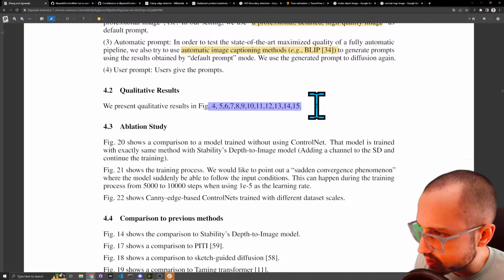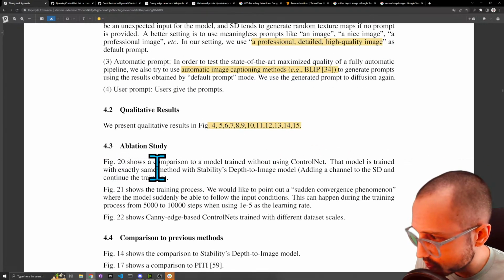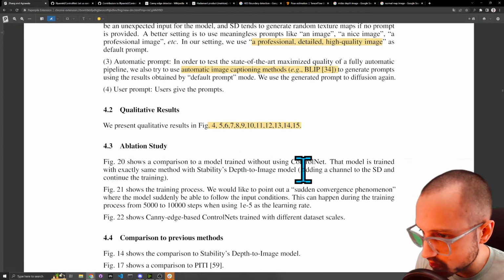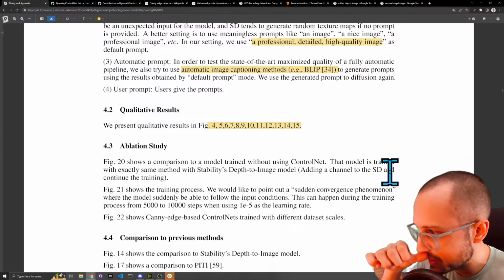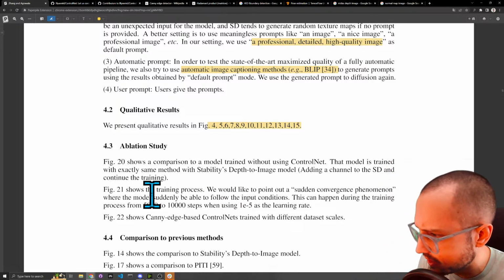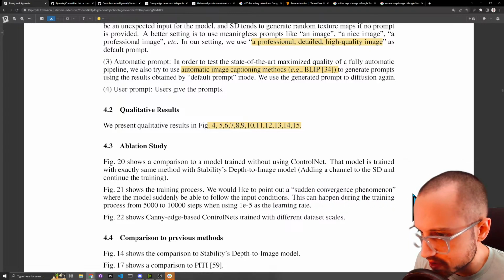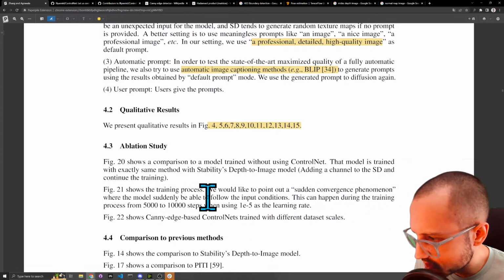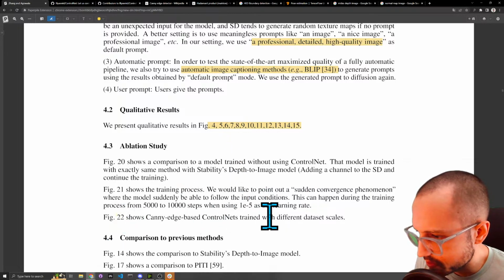Okay, so they present their results in a bunch of figures below. We're probably going to scroll and find a bunch of pictures. Figure 20 shows a comparison of a model trained without using a ControlNet. That model is trained with exactly the same method, adding a channel to the Stable Diffusion and training. Figure 21 shows a training process. We would like to point out that sudden convergence phenomenon where the model can suddenly be able to follow the input conditions. Canny edge-based control.